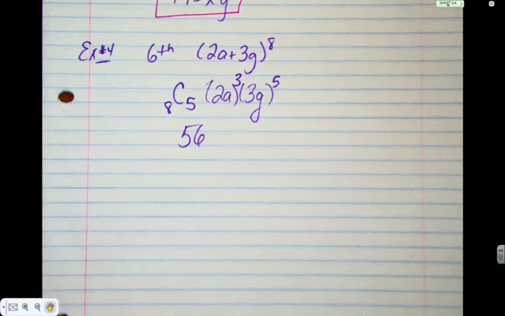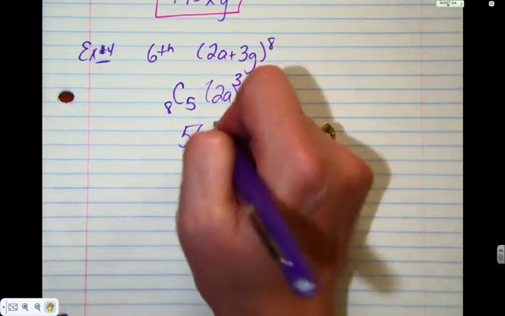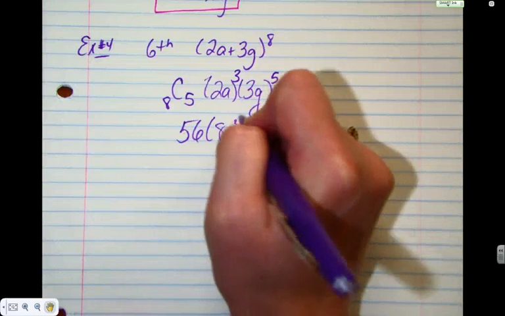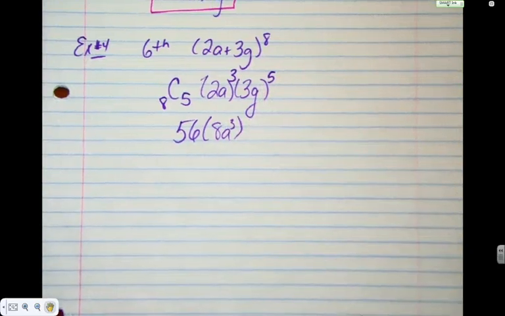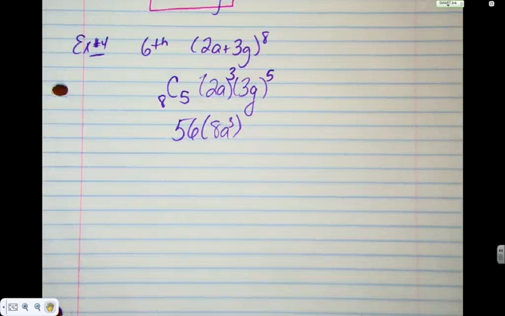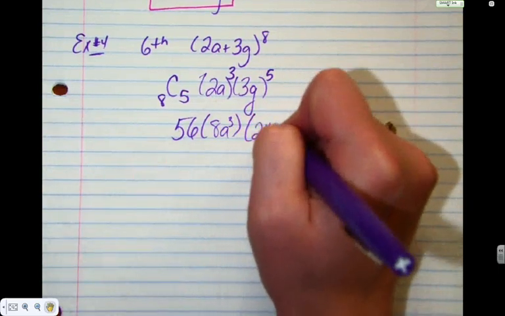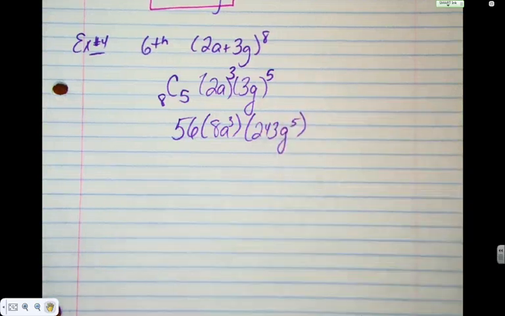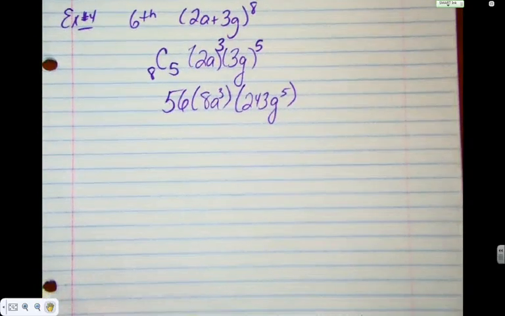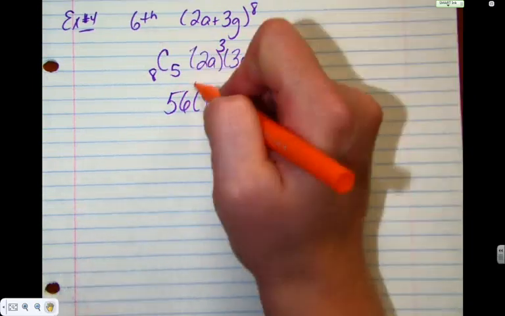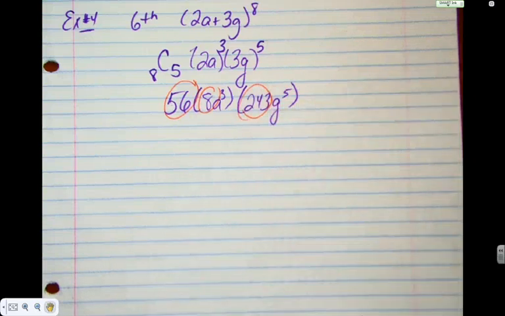That would be calculator. 2a cubed. So remember, you have to cube the 2 and cube the a. Confirm. 3g to the 5. Confirm. Then what do we do at this point? This is usually where people get stuck. Yeah, just multiply the numbers. So I need to combine a 56 times an 8 times a 243.